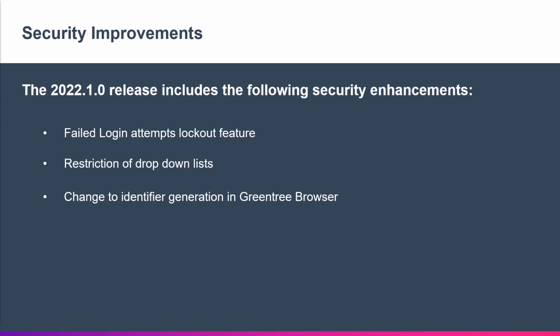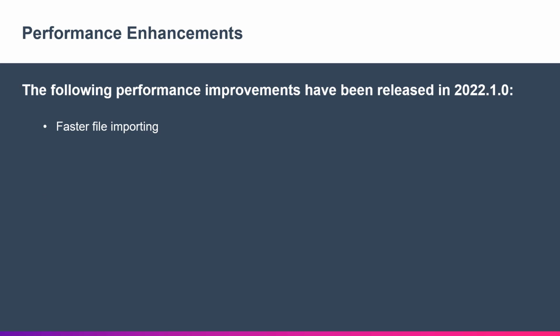For read-only drop-down lists, a user can no longer use the drop-down icon. And behind-the-scenes changes have been made to how identifiers used by Greentree Browser are generated. This release includes an enhancement to improve the importing time of files. This will be most noticeable when importing emails by eDocs, particularly for directories that contain 1,000 or more files.